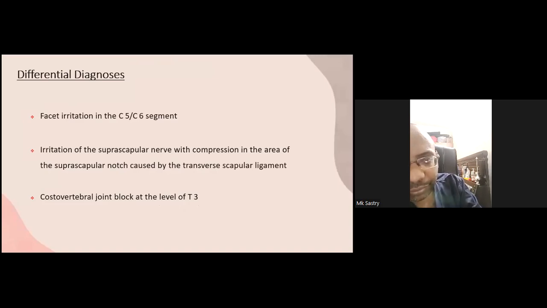Now they say that you have to give facet injection in the C5, C6. I will never go with the facet injection because it is risky. Why will I not go? I will not go into the facets for the injection. That is what I will use: I'll use an acupuncture needle and I will go with the pain stimulation.